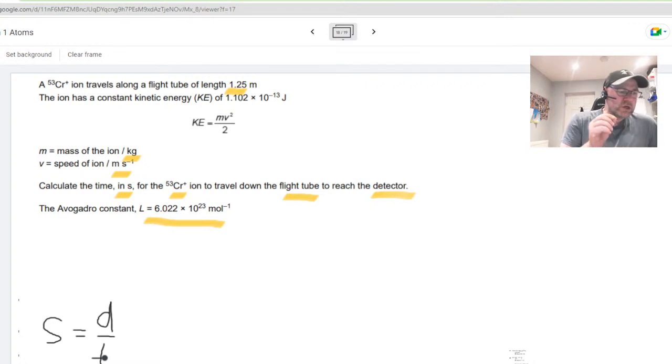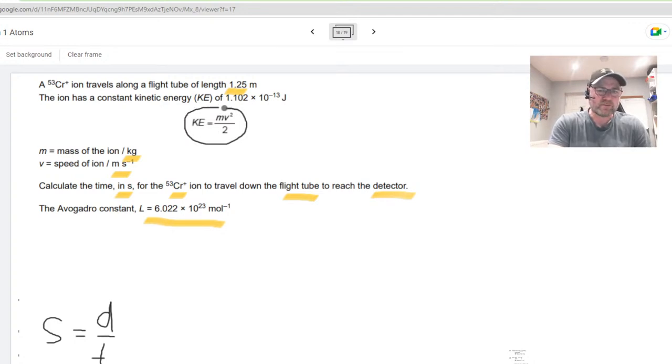So you need to find the velocity, which we can do from here, but that's not moles, that's mass. So we need to find the mass of one chromium ion so that we can find the speed of one chromium ion. Okay. So, how are we going to find the mass of a single chromium ion? You're right, though. Nice. Very close, Karim.